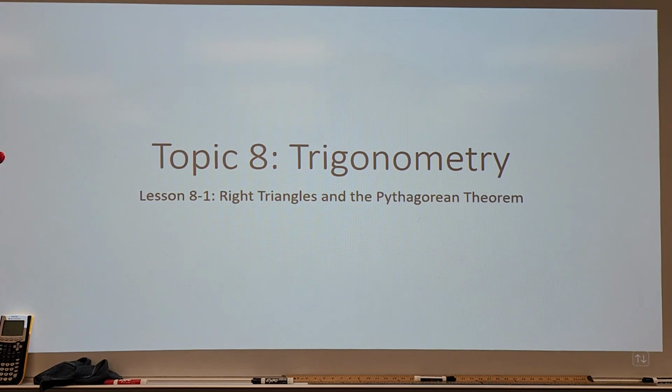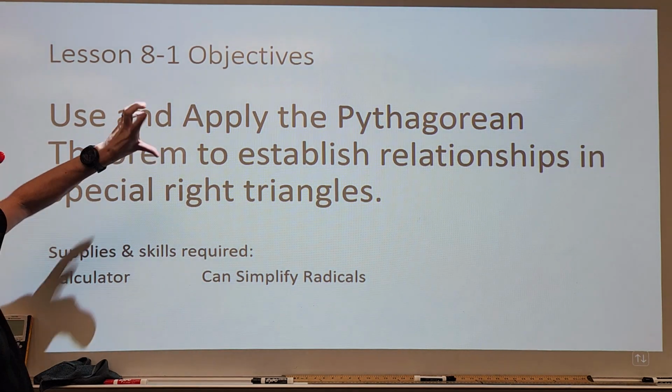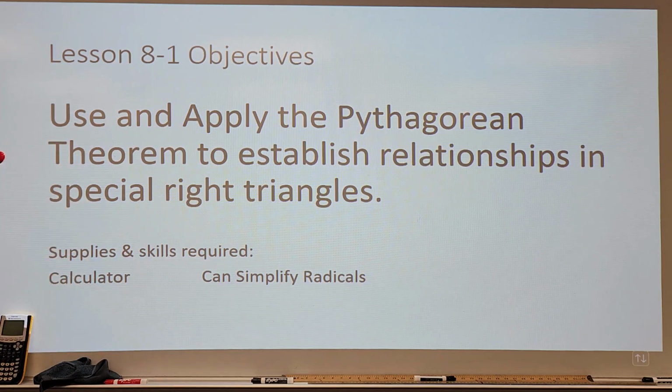All right, Unit 8 deals with trigonometry. Trigonometry is a fancy word that just means right triangle geometry. So a lot of good stuff happening here. We're going to focus initially on right triangles, the Pythagorean theorem, and of course some special right triangles in the mix. In order to use that Pythagorean theorem and establish these relationships, we have to have a calculator and we have to know how to simplify radicals.